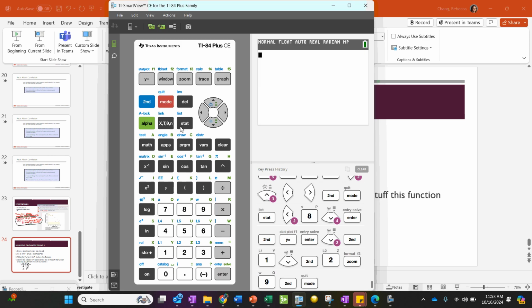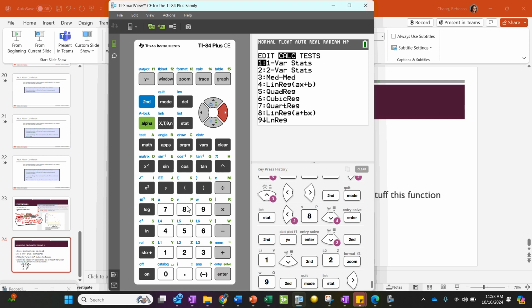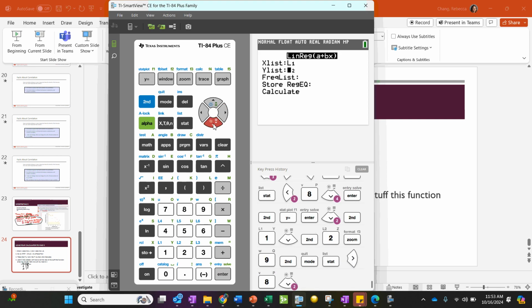So going back, let me run through it again. Stat, calc, option 8. I have L1 and L2 in there. Hit calculate. Okay. So that R value is 0.748. And so that confirms, if I had to interpret this, I would say that the relationship between X and Y in context, and I don't know what those values are, but this R value would tell me that there is a moderately strong positive linear relationship between these two variables that I'm looking at.